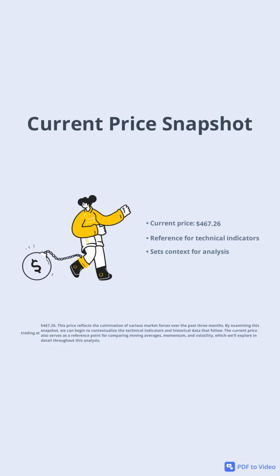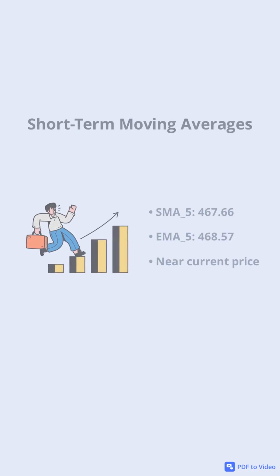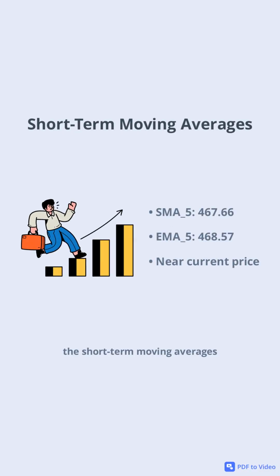detail throughout this analysis. Let's dive into the short-term moving averages, which are essential for identifying immediate trends. The 5-day simple moving average (SMA) stands at 467.66, while the 5-day exponential moving average (EMA) is slightly higher at 468.57. These values are very close to the current price, indicating that TSLA is trading in line with its recent average. This alignment often suggests a period of consolidation or a potential pivot point in the short term.